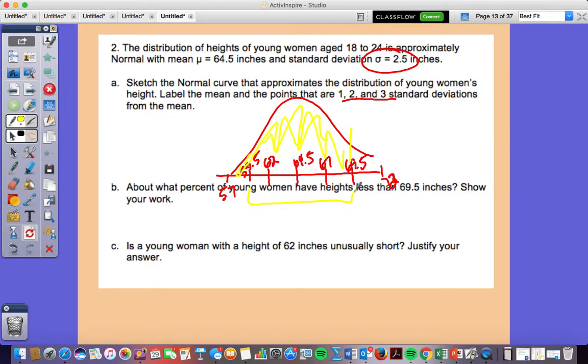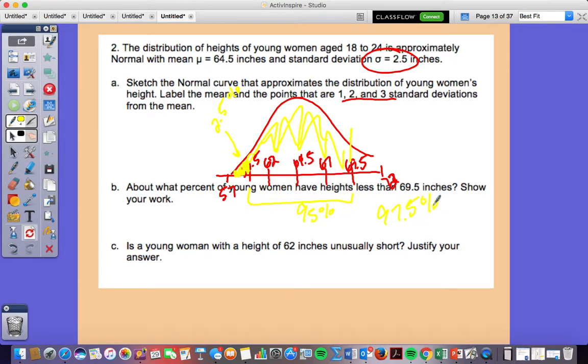95%. Good, Eric, and good, Grace. So this is 95%. So I'm missing, though, this little area right here that I haven't calculated for yet. Exactly. The 2.5% is what I would add to this area here, because it's to the left and to the right. So the area in total that's 69.5 or less is 97.5%. Good.